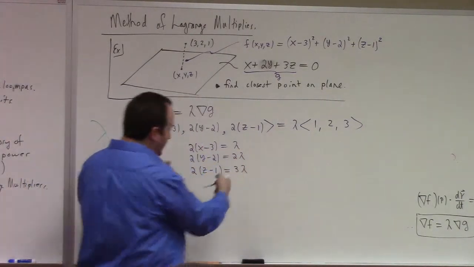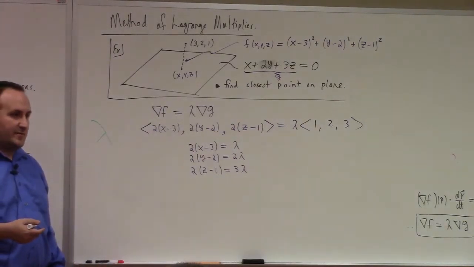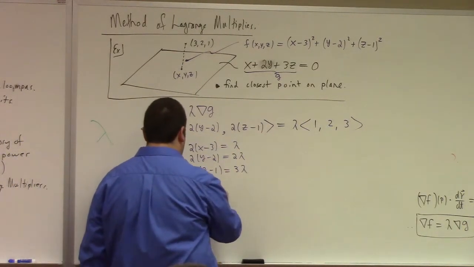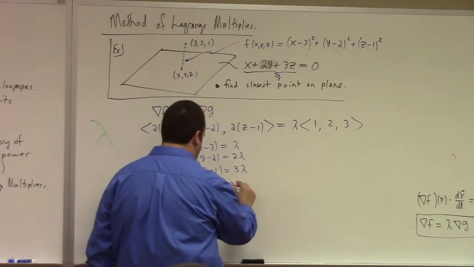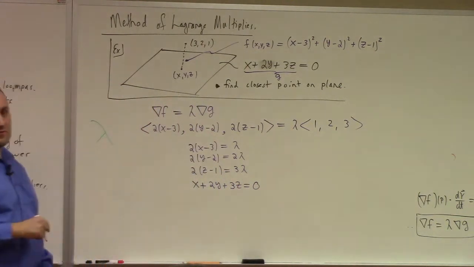So these are the Lagrange multiplier equations. We have to solve them. The Lagrange multiplier itself is an auxiliary variable. We don't really care about it. We want to eliminate it. It's just a tool to find the answer. We also have x plus 2y plus 3z equals 0. So how do you solve these 4 equations and 4 unknowns?